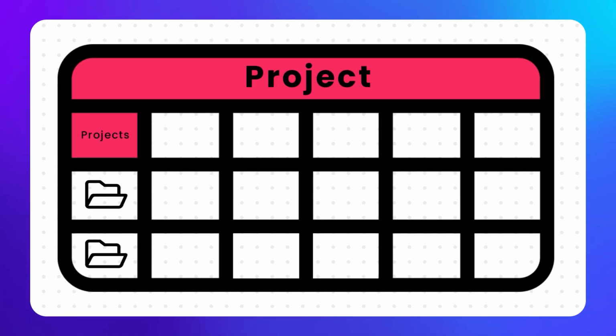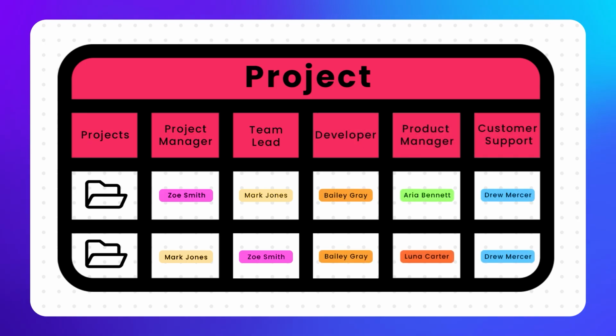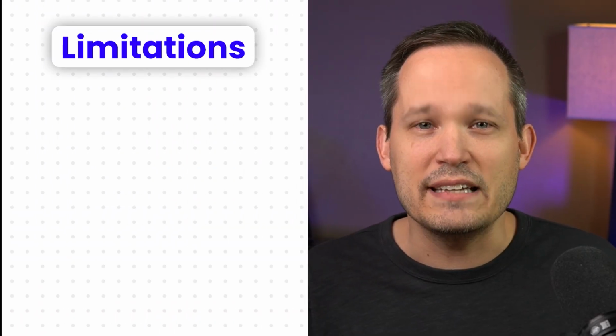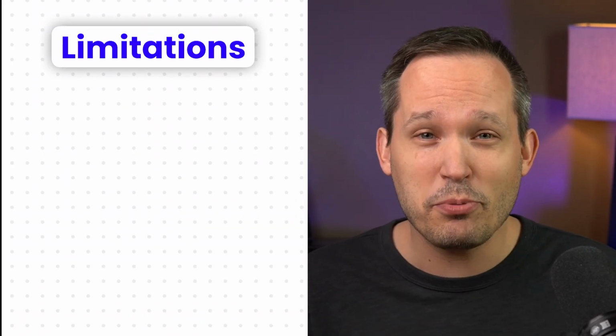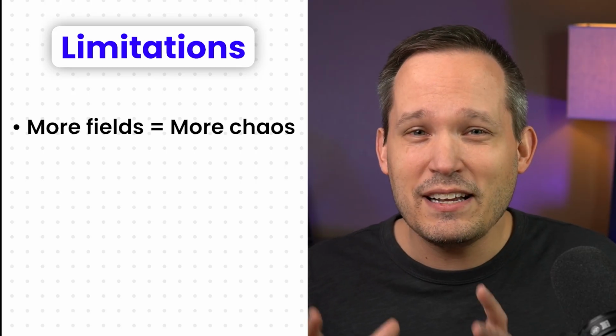Likewise, you might be inclined to create multiple linked relationship fields on the projects table. One field for project manager, one field for team lead, one field for developer, and so on. And this works okay in some circumstances, but it also has a number of limitations. One limitation is that for every new role that you have on a project, now you need to create a new field. And this starts to get pretty cluttered over time.